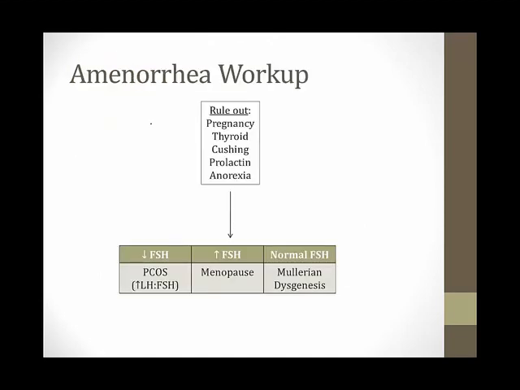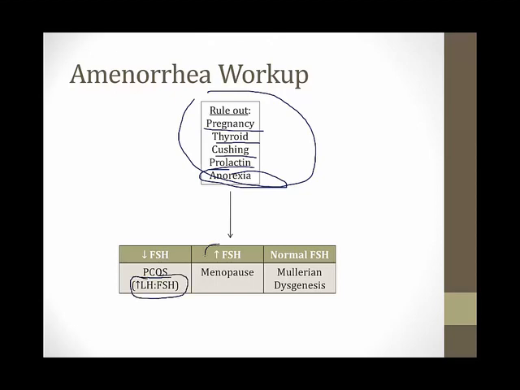For my final slide, let me show you this algorithm for working up secondary amenorrhea. There are lots of algorithms like this. This is just one example, but you begin by ruling out pregnancy, which is the most common cause. You then rule out rare causes like thyroid disease, Cushing's disease, or prolactinoma, and you screen the woman for anorexia. Once all of these things have been ruled out, the FSH level becomes very important. The FSH level will be low in PCOS, or if it is normal, there will be a high ratio of LH to FSH. The FSH level is high, conversely, in menopause, and then you see a normal FSH level in Mullerian dysgenesis or some anatomic problem with uterine outflow and menses. And that concludes our module on the menstrual cycle.